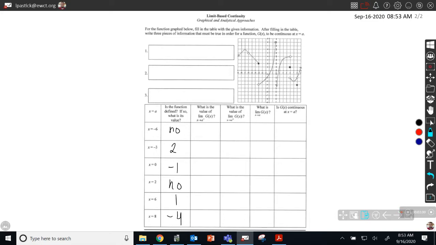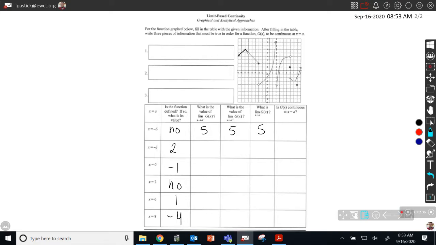Okay, so let's fill out some more of this table. What is the value of the limit as x approaches a from the left of each one of these? As x approaches -6 from the left, we trace the function like that, and it looks like the limit is 5. Let's keep going across on this one. As x approaches -6 from the right, again, the limit is 5. And what is the limit as x approaches a of g of x? I would say that appears to be 5.